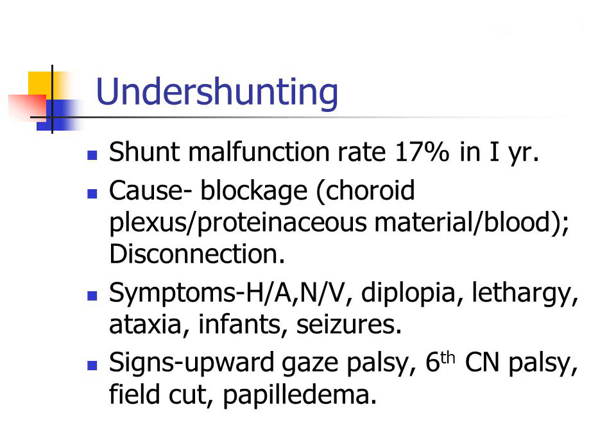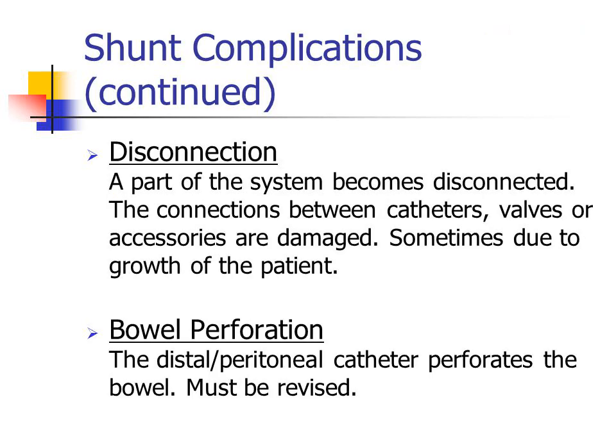Causes of blockage: choroid plexus, proteinaceous material, blood, disconnection. Symptoms: headache and vomiting, diplopia, lethargy, ataxia, in infants seizures. Signs: upward gaze palsy, 6th CN palsy, field cut, papilledema. Shunt complications, continued.